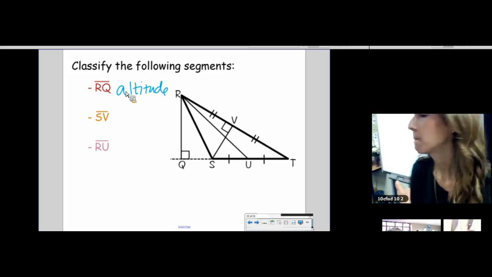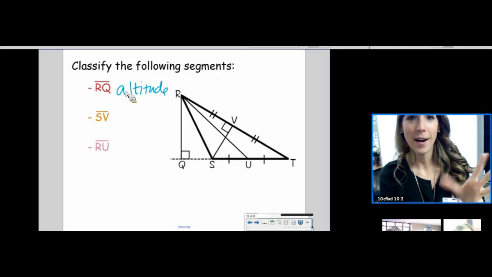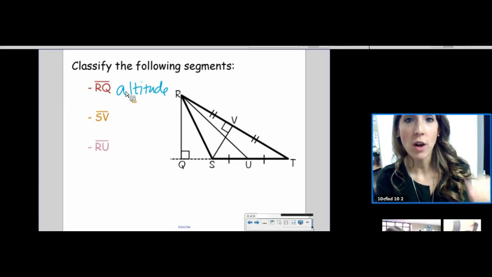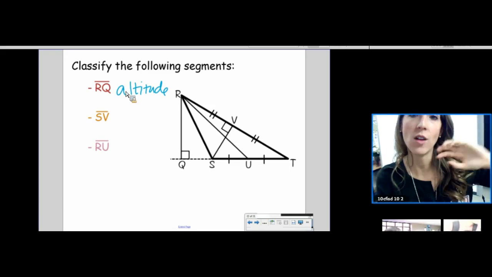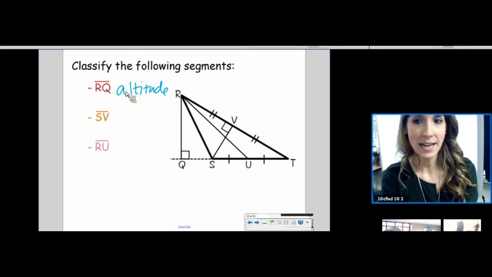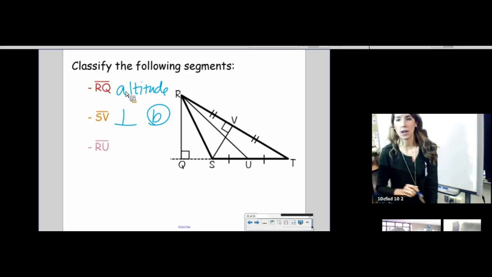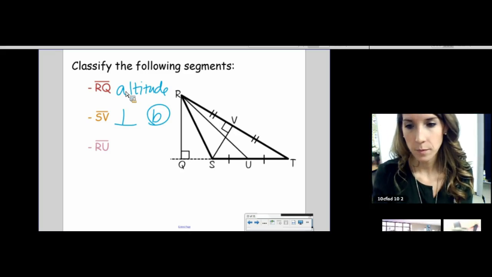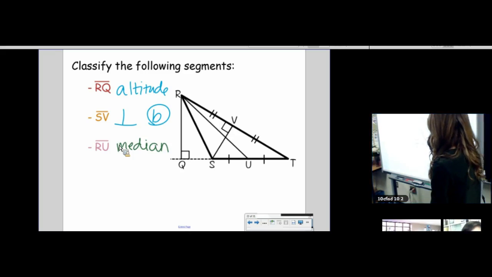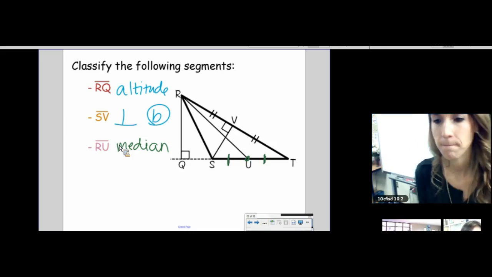Okay? It's like calling a square a rectangle. Is a square a rectangle? Well, yes, it is. But is a rectangle the right word to call it? No. It's more than a rectangle. It's a square. So SV is more than an altitude. It's more than a median. It is a perpendicular bisector. So that's very important. So RU is a median because the tick marks give it away. U is a midpoint, so RU is a median. Okay?